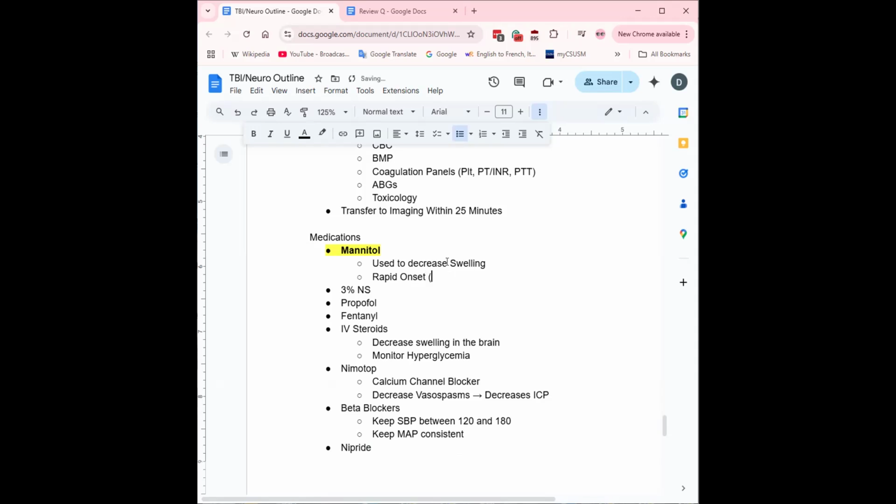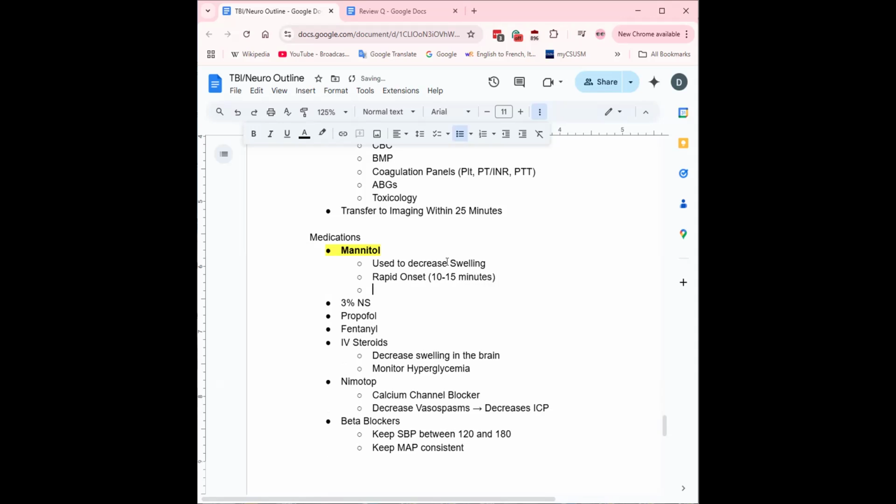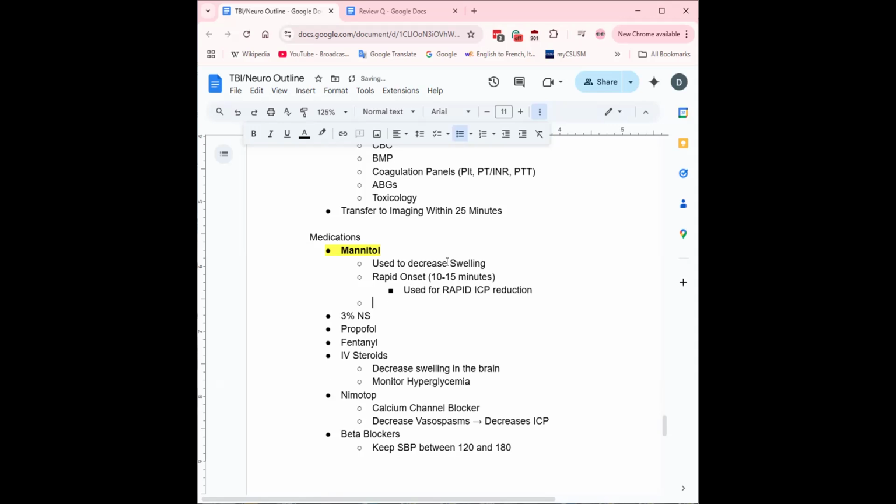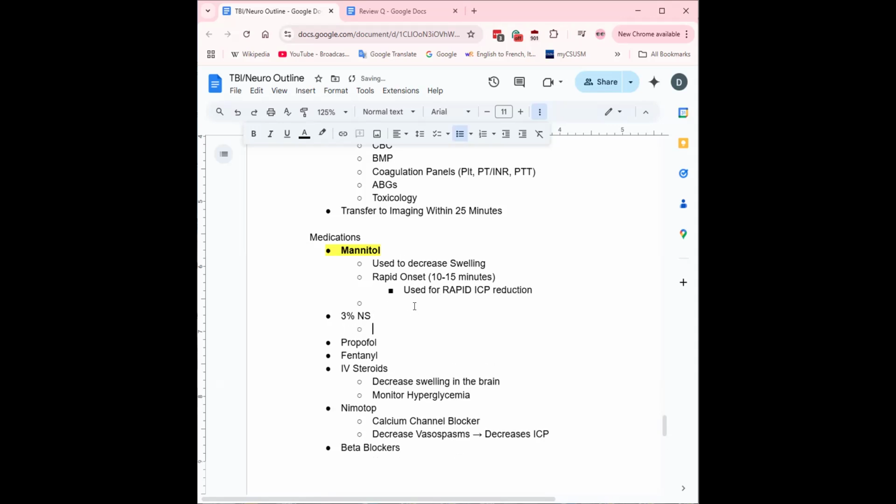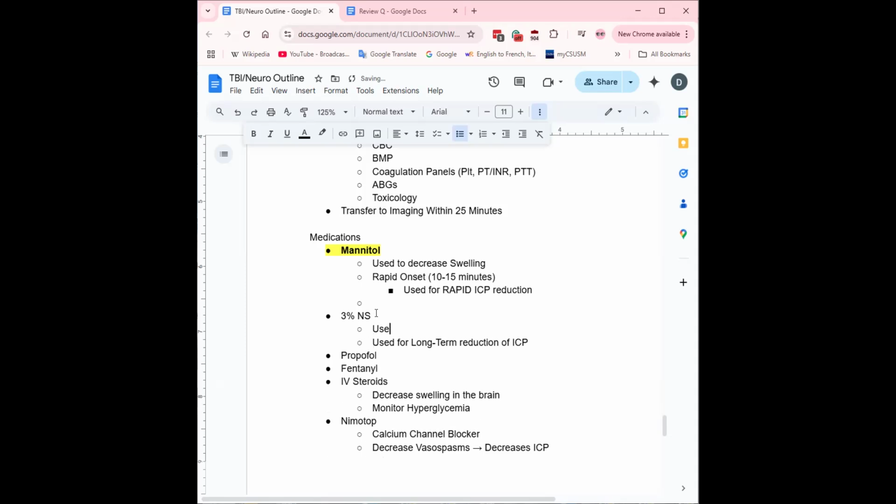I don't think you need to know how fast it works, but 10 to 15 minutes. It's very rapid. So if you're wondering when you're using mannitol versus 3% normal saline, your mannitol's rapid onset, so it's used for rapid ICP reduction, while your 3% is used for more long-term, slow chronic reduction. So it's not as fast, but it's something to monitor. But they're used to do the same thing.